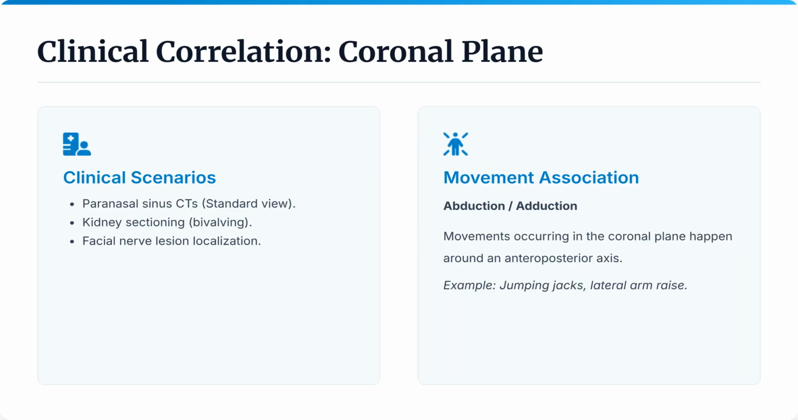Movements associated with the coronal plane are abduction and adduction, like performing a jumping jack. These movements occur around an antero-posterior axis. Clinical uses include standard paranasal sinus CTs and localizing facial nerve lesions.